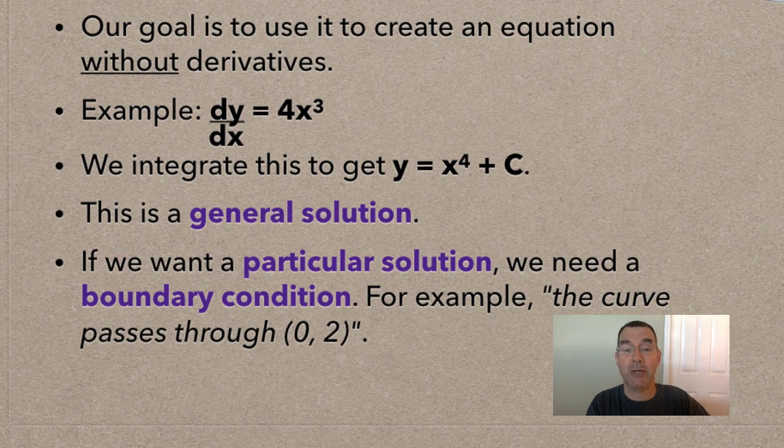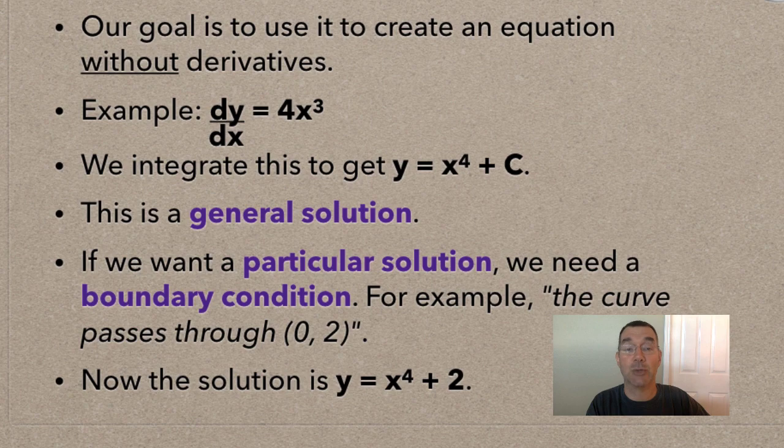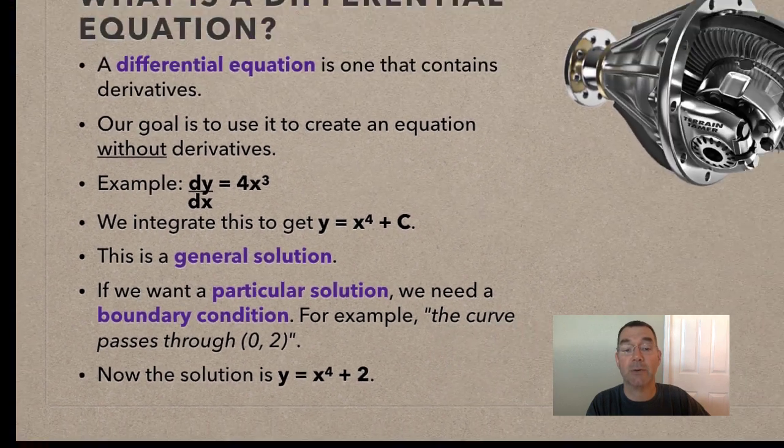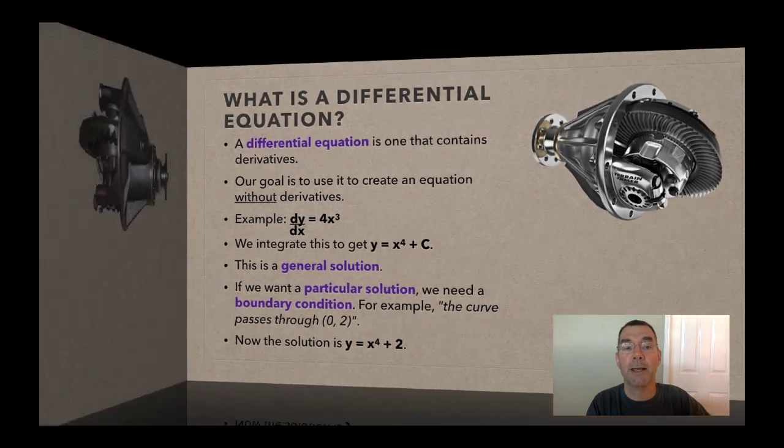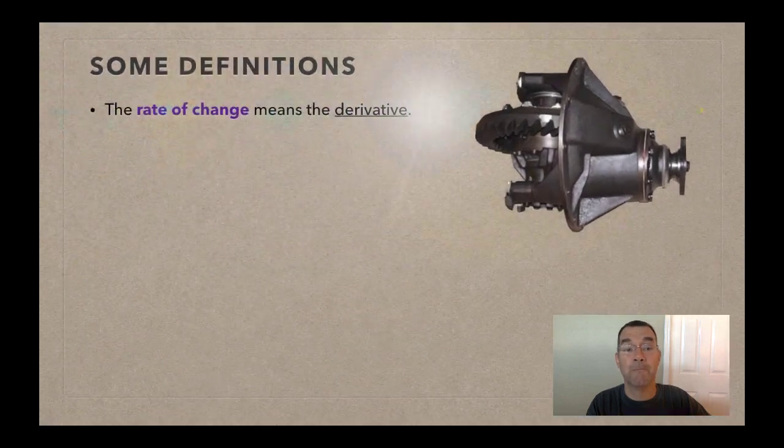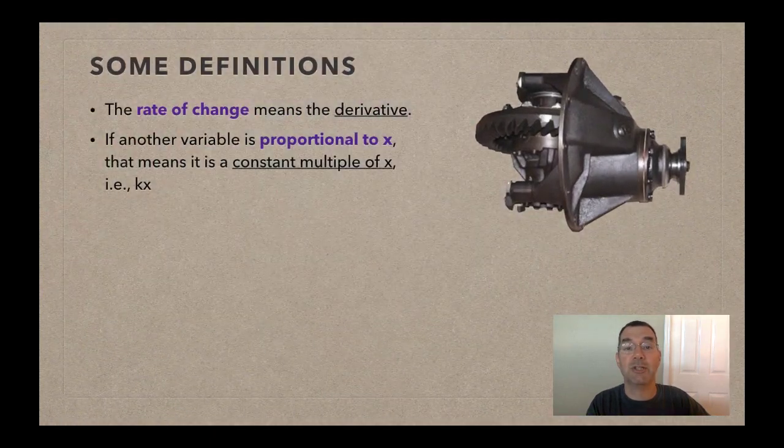Then once I get a boundary condition like something that says the curve passes through (0, 2), then I can use that to figure out that the actual solution is y equals x to the fourth plus 2. We've done those before, but they're not always that simple. So a couple of definitions before we start.